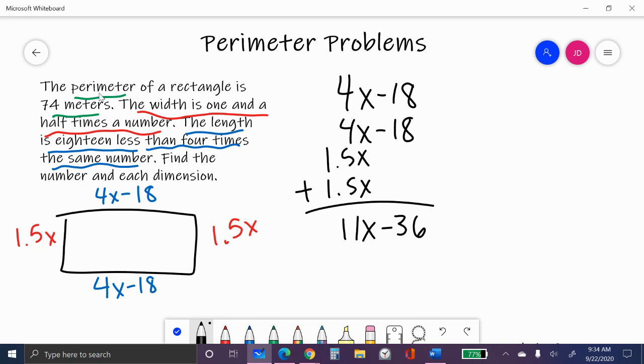Now we said in the problem, when we add up all the sides, it's equal to 74. So my equation is going to equal 74. And I put my equal sign down, and I solve, just like I've done before. Add 36 to both sides. And I get 11x is 110.